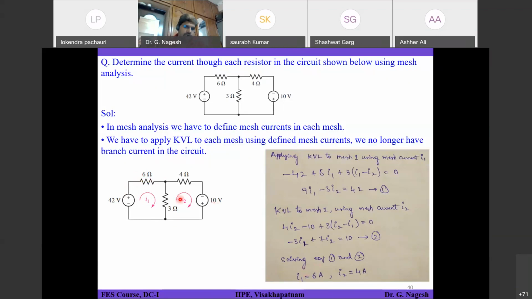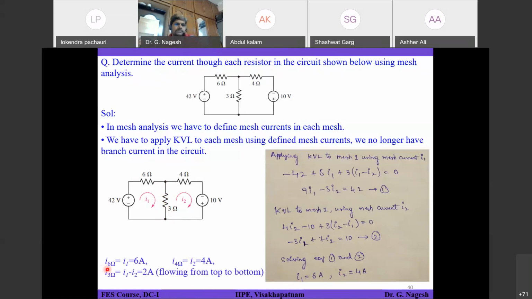What is the current flowing through the 3 ohms resistor from top to bottom? 2 amperes. How? Current flowing from top to bottom, if you see, I1 is flowing from top to bottom. What about I2? Flowing from bottom to top. I1 magnitude is 6 top to bottom. I2 is observed to be 4 from bottom to top. So the difference between those two will be the current flowing from top to bottom, which is 6 minus 4, that is equal to 2 amperes.